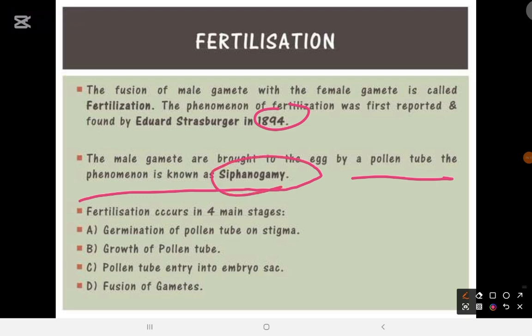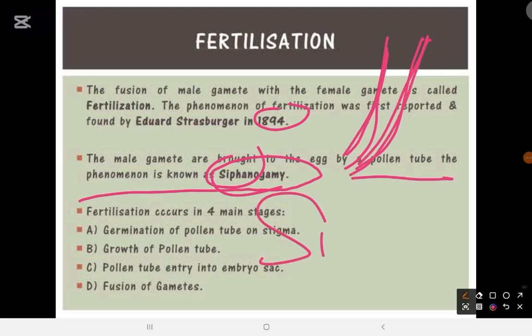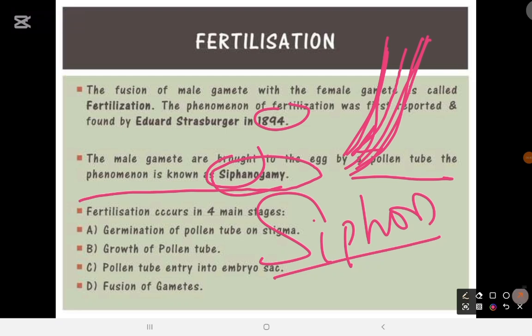Now, it's called siphonogamy because the word siphon refers to a tube. It has the same origin as the word siphon. It's talking about how the pollen tube grows towards the direction of the female eggs. So that is what we call siphonogamy.